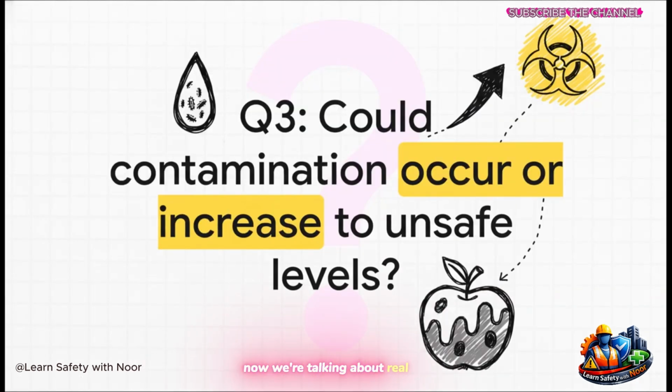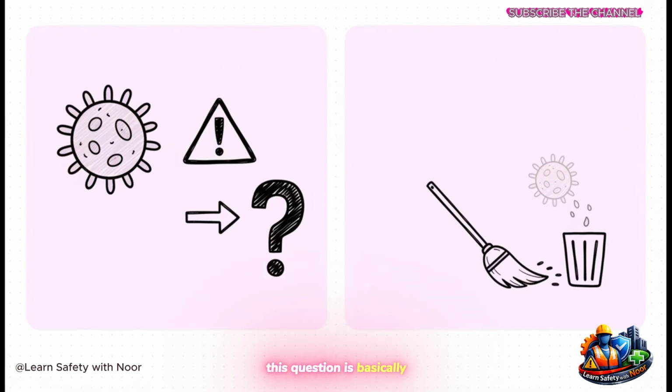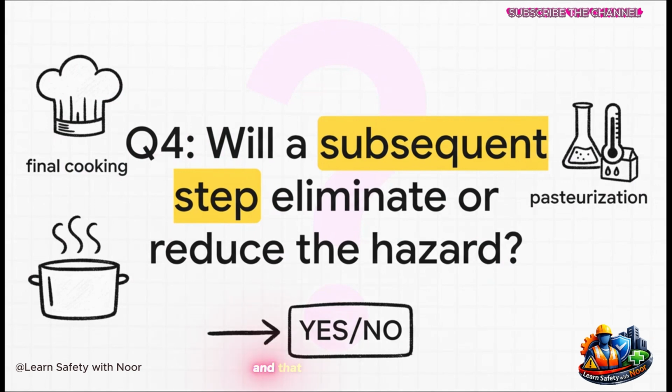Now we're talking about real-world risk. Could contamination with this hazard actually happen here? Or if the hazard is already there, could it increase to a dangerous, unacceptable level at this specific point? This question is basically a filter. If you can honestly say no, then the risk is probably too low for this step to be considered critical, so it's not a CCP. But if the answer is yes, then okay, the threat is real, and we've got one last question to get through.